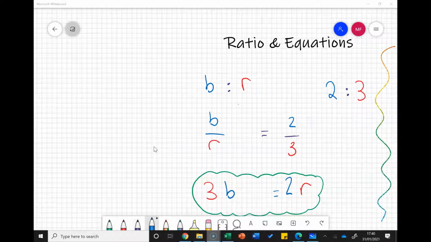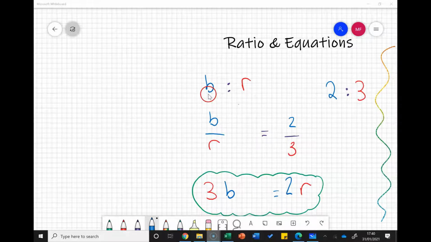Ratio and equations. Now it might be me, but I think this is really quite difficult. So here's my question. I've got some blue counters and some red counters. I don't know how many I've got of each, but I do know I've got them in the ratio of 2 to 3. So for every 2 blue, I've got 3 red. Now I'm saying that you can go from here to this, where I've set up an equation.